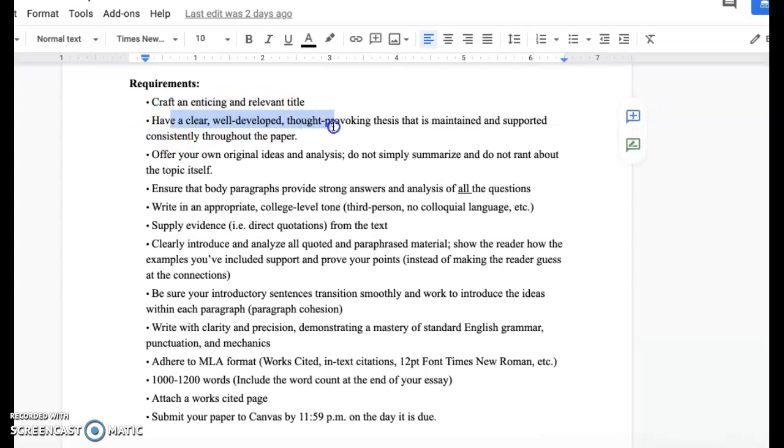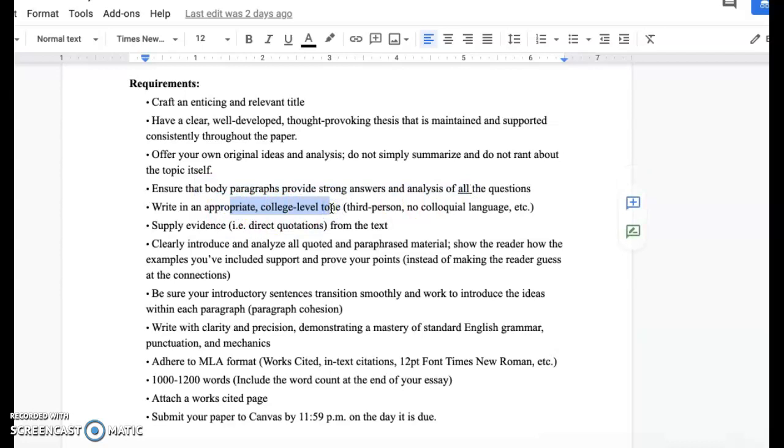Have a clear, well-developed, thought-provoking thesis at the end of your intro. Offer your own original ideas and analysis, so don't just summarize and don't rant about the topic like I said at the very beginning of this. Ensure body paragraphs provide strong answers and analysis of all of those questions I just reviewed above.